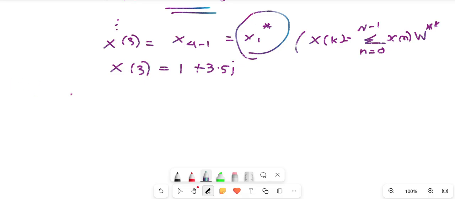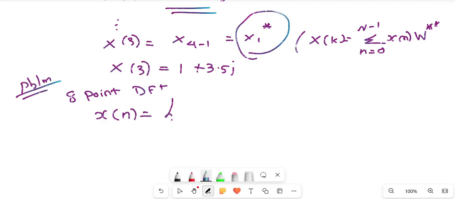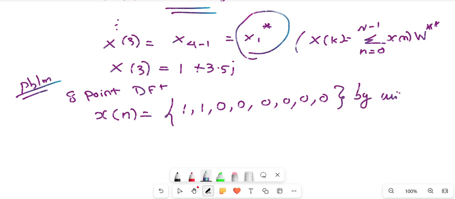Find the 8-point DFT. The 8-point DFT sequence is given. This is an exercise problem. x of n is equal to, for example, 1, 1, 0, 0, 0, 0, 0, 0. By using the symmetry property, you can determine x of k.